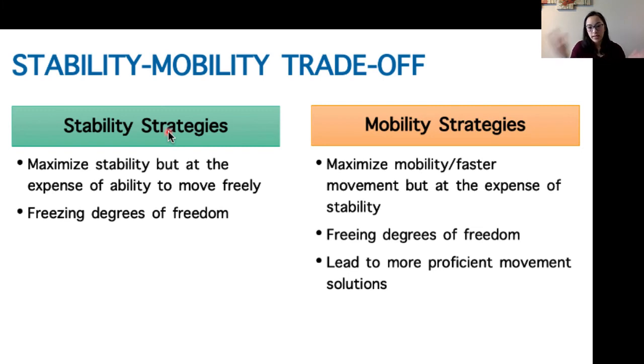Mobility strategies are going to be the complete opposite of that. They will be adopting a movement pattern that allows them to maximize their mobility, or the ability to move faster, but they're inherently going to be less stable. Instead of freezing degrees of freedom, we refer to this as freeing degrees of freedom. Allowing our bodies to self-organize into a more optimal position is usually going to lead to more proficient movement solutions because the body's not as constrained by limited joint motion.